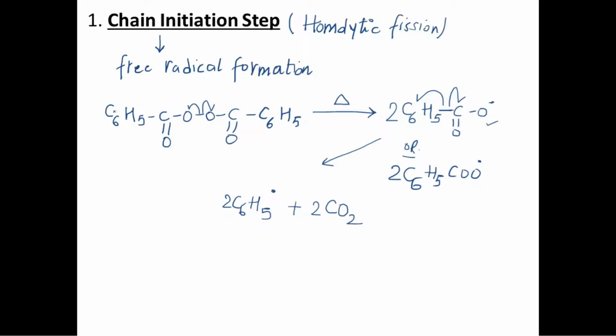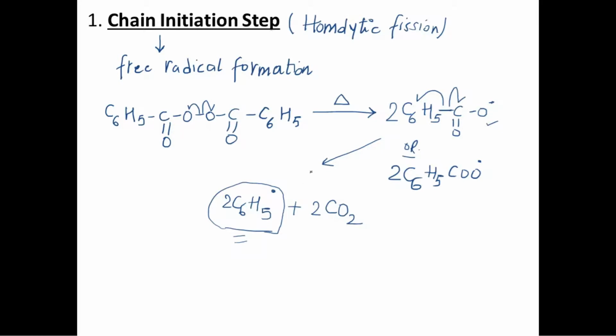I hope I have made it clear once again. This is the molecule of benzoyl peroxide, and here the homolytic fission takes place, resulting in the formation of two free radicals of this particular ring. Now from this bond, again a homolytic fission takes place, resulting in the removal of two molecules of carbon dioxide and two molecules of the phenyl ring. So I have got two free radicals of the same compound, and this is the phenyl group.